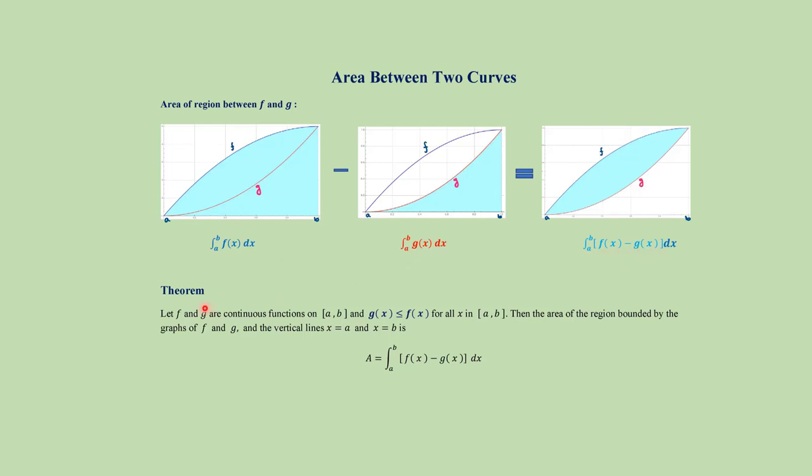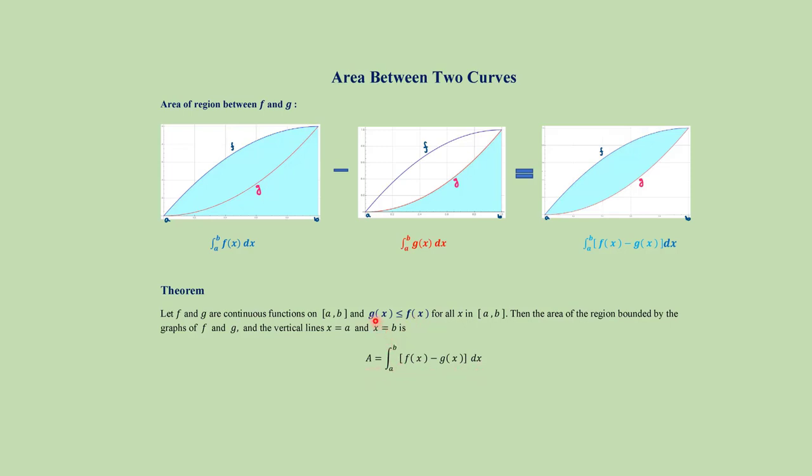Therefore, the theorem to find the area between two curves is: if f and g are continuous functions on [a, b] and g of x is less than or equal to f of x for all x in [a, b], then the area bounded by the functions f and g is given by this formula.